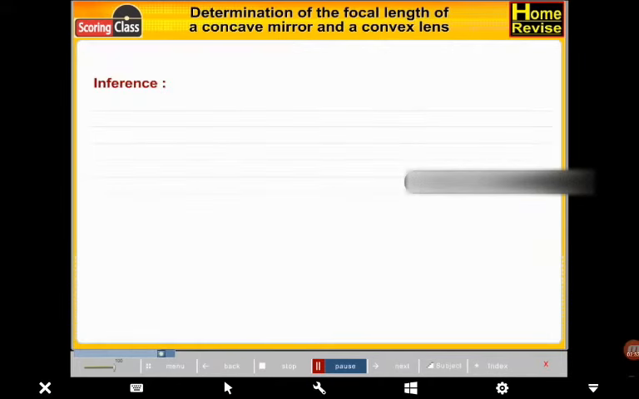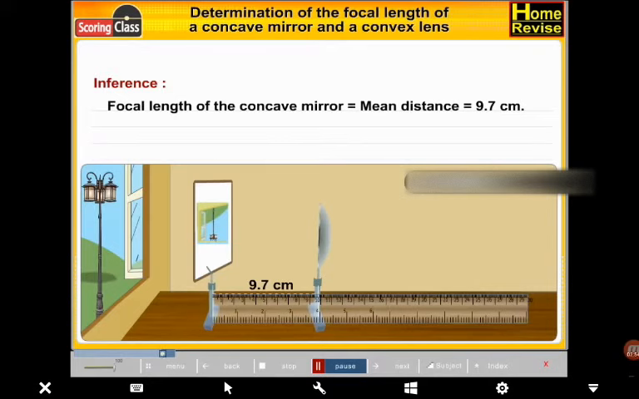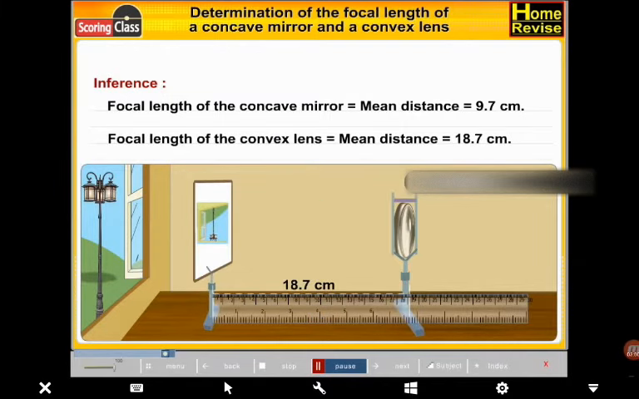Inference. 1. Focal length of the concave mirror is equal to the mean distance, that is 9.7 centimeters. 2. Focal length of the convex lens is equal to the mean distance, that is 18.7 centimeters.